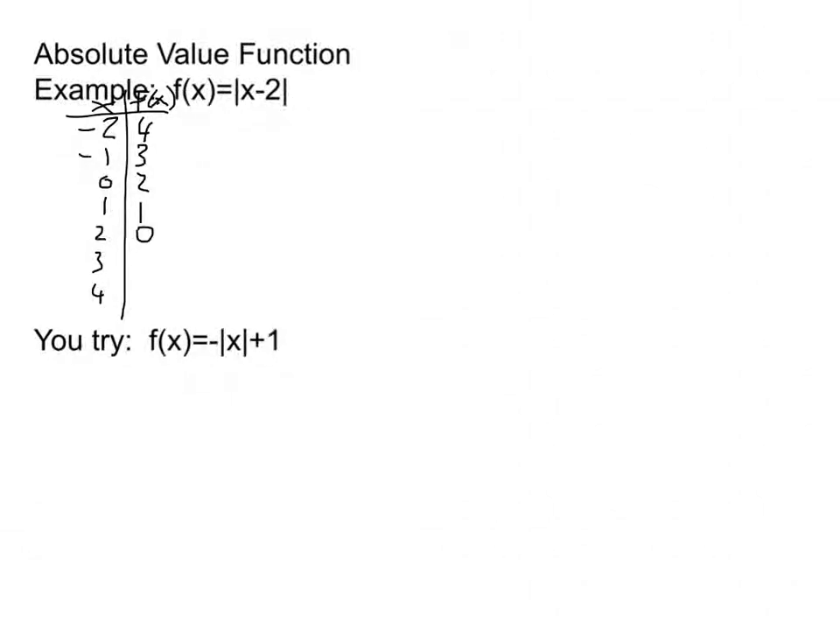Okay, and then at 3, 3 minus 2 is a positive 1, still a positive 1. So we're going to go back up to 1. And then 4 minus 2 is 2. Absolute value of 2 is 2. And it'll continue that pattern. So it went 4, 3, 2, 1, 0, 1, 2, 3, and it's going to continue on.